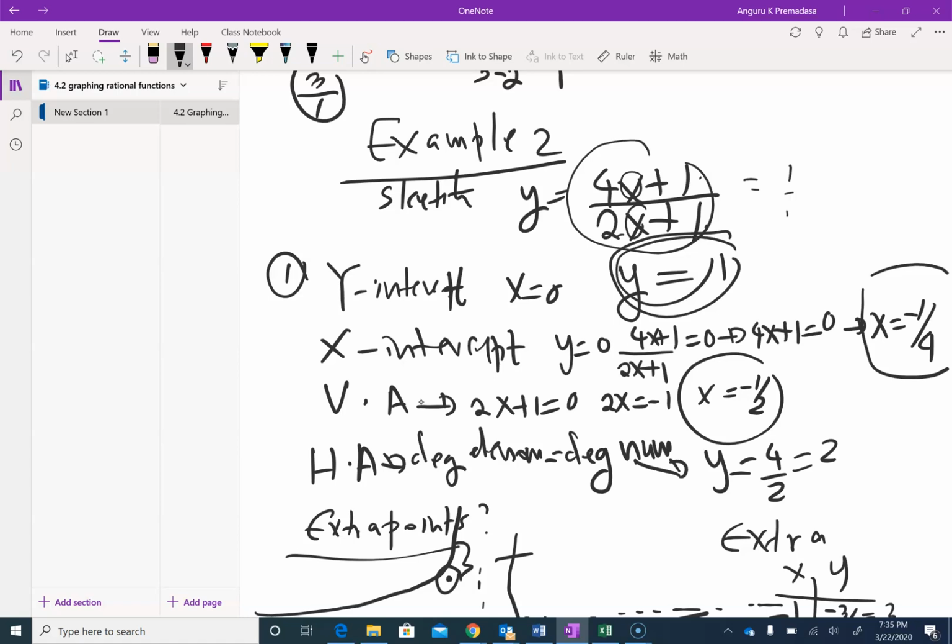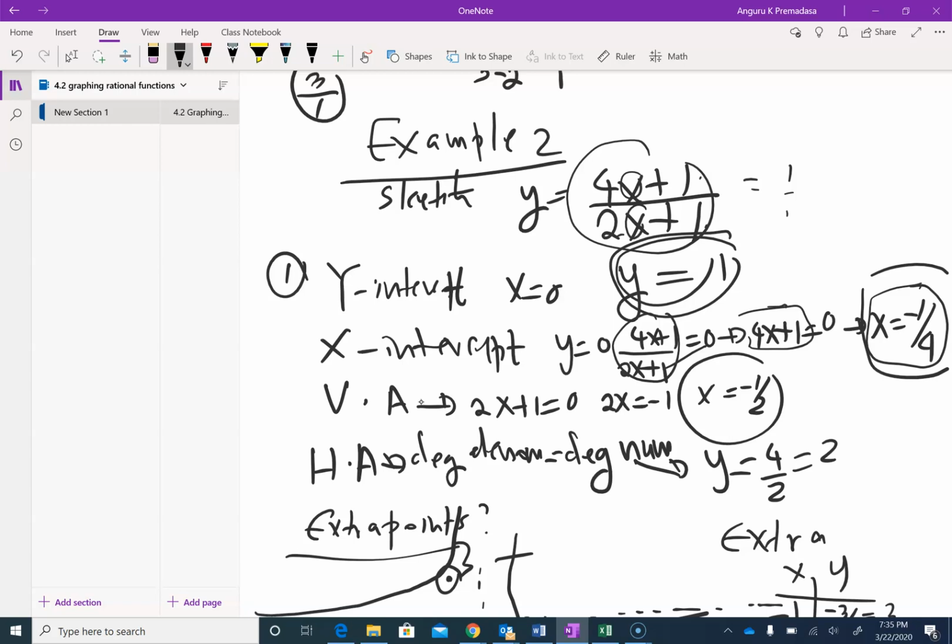And now, how do you find the x-intercept? Well, we set it equal to 0. Once again, you can multiply both sides by the denominator and this becomes 0, and then you just have the top. 4x plus 1 equals 0. When we solve for x, you get x equals negative 1/4. So we have an x-intercept at negative 1/4.